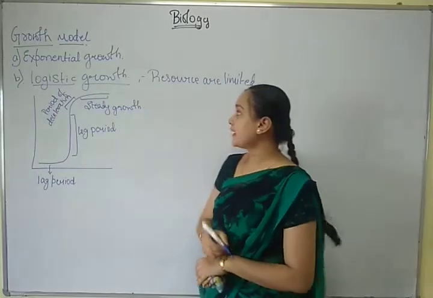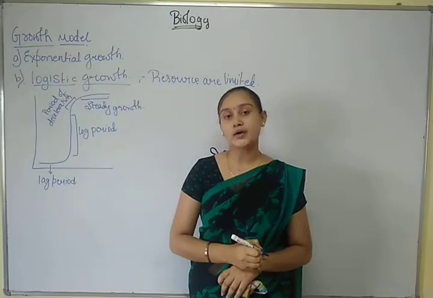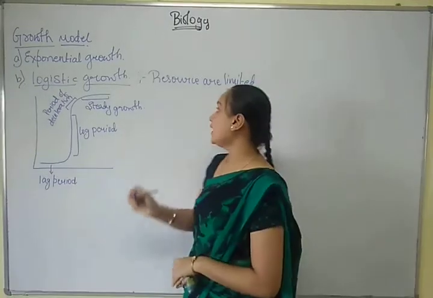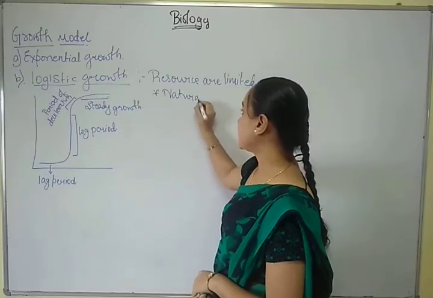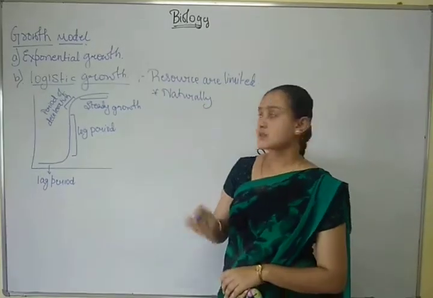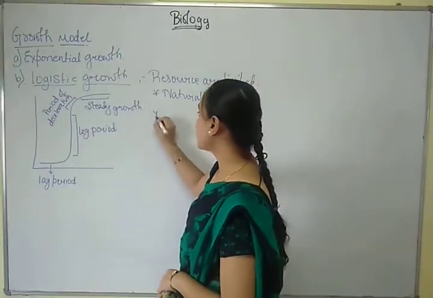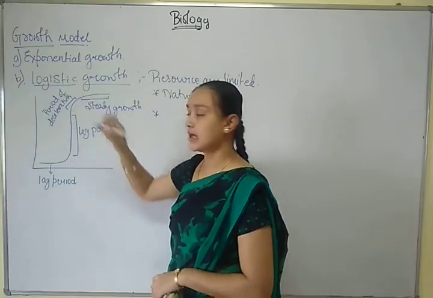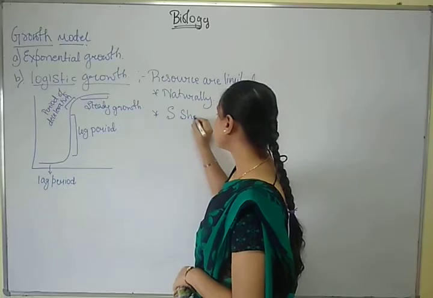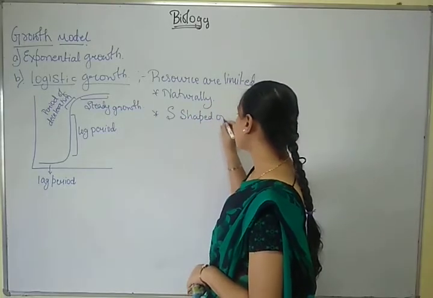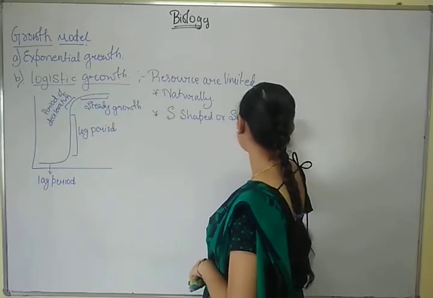Here in the logistic growth, the resources available to the organisms are limited, and this is observed naturally in nature. In nature, this logistic growth is observed. The graph of this logistic growth is called an S-shaped or sigmoid growth.